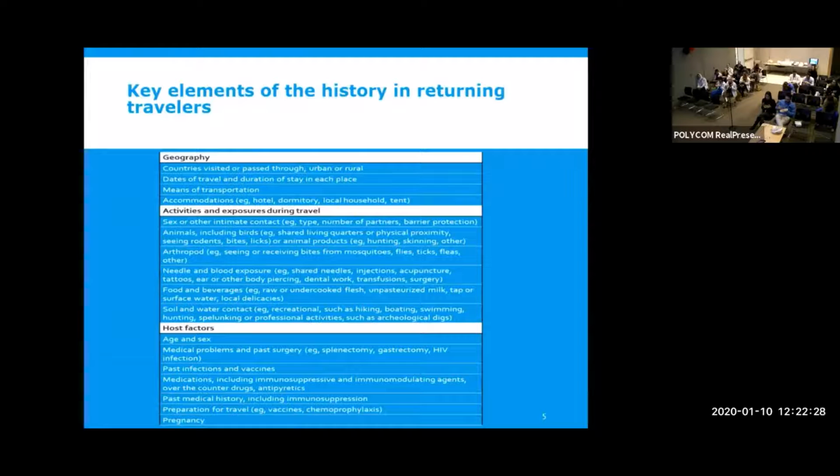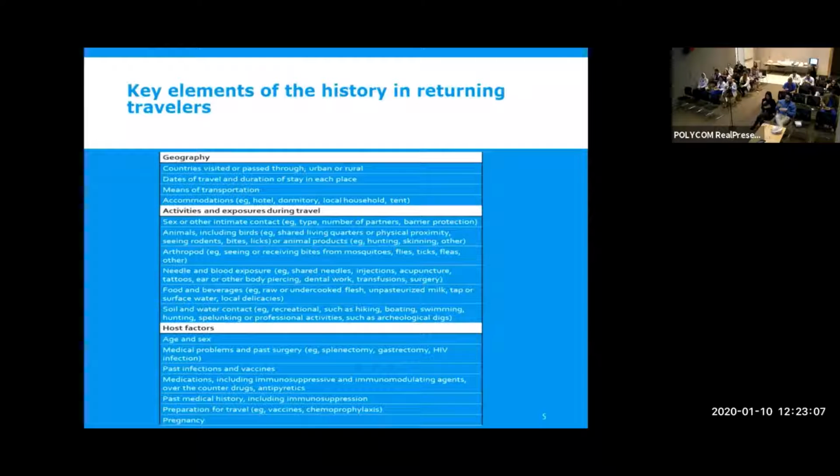But the categories, so obviously you need to look at the geography. What are the countries? Was it urban or rural? Dates of travel, as well as duration of travel, because the longer the stay, the more likely they were to be exposed. What kind of transportation did you utilize in that country? Was it just flying, buses, cars, and so on and so forth? And the accommodation, were you sleeping in a tree house or in a 4-star hotel?